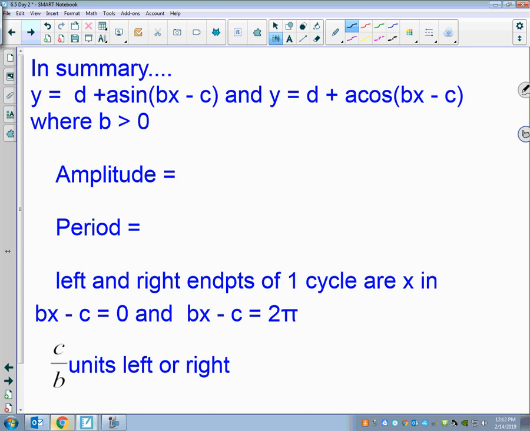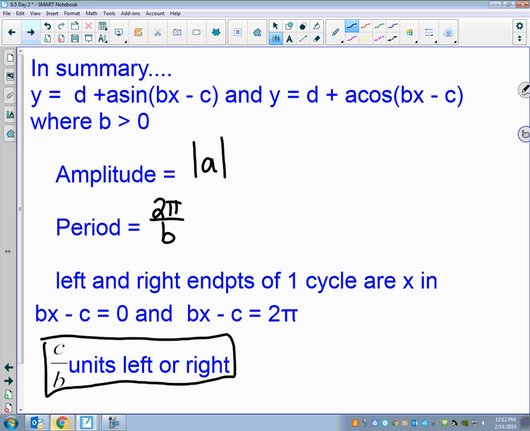So in summary with what we did yesterday, if you have y equals some number plus a sine of bx minus c, or y equals some number plus a cosine of bx minus c, remember the amplitude is the absolute value of a. That's the stretch or the shrink. The period is 2 pi over b. And the left and right endpoints of one cycle is when we solve this. That's where we got the c over b and the c over b plus 2 pi over b. Or just think about it as moving c over b units left or right. This is the phase shift.